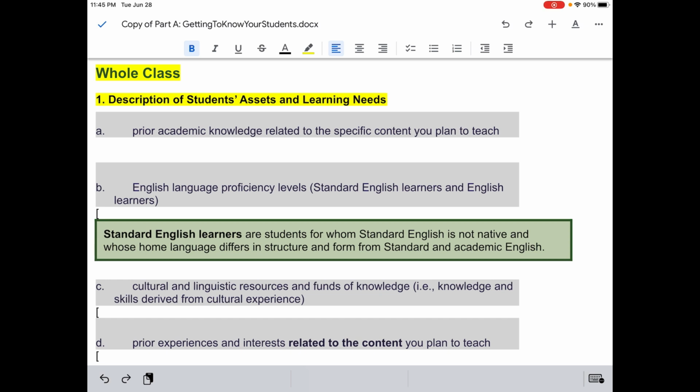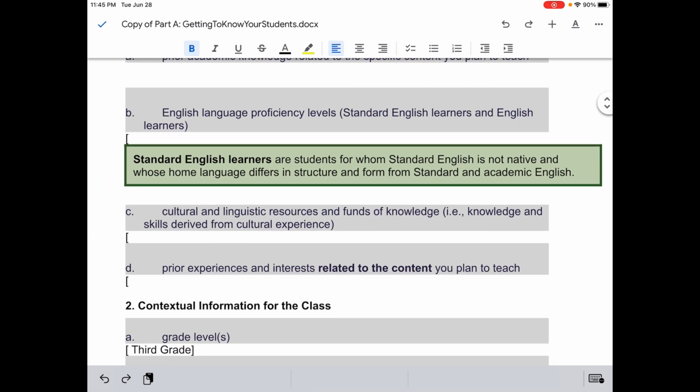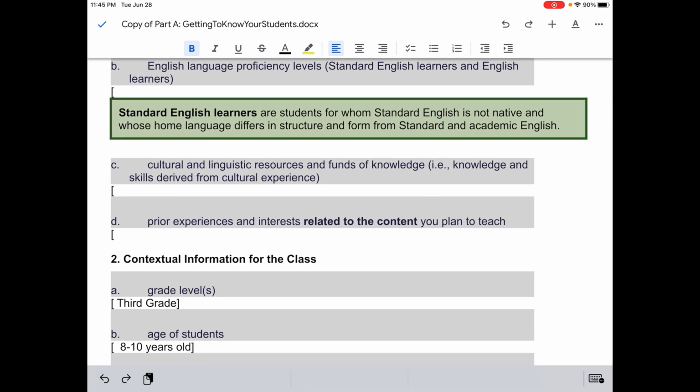And then after talking about that, I talked about the students who are standard English learners, and I talked about how there were 18 students who were standard learners. And that's pretty much it for that section.